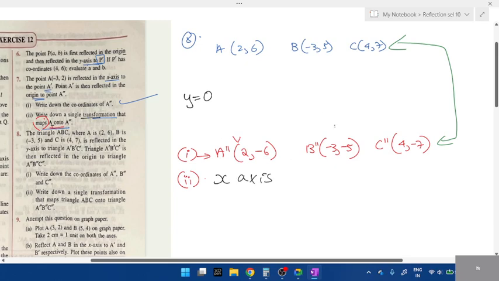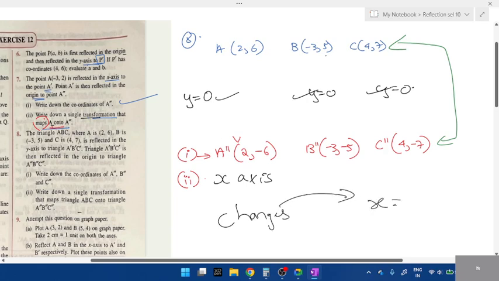What about this one? Same. Y has changed. Therefore Y is 0. Even here Y is 0. So for the entire thing, where is the reflection, students? Reflection is in the x-axis. The reason I'm asking this is because it is helpful while plotting the graph. So remember, whichever changes, that axis will be 0, or whichever is 0, only that value will change.